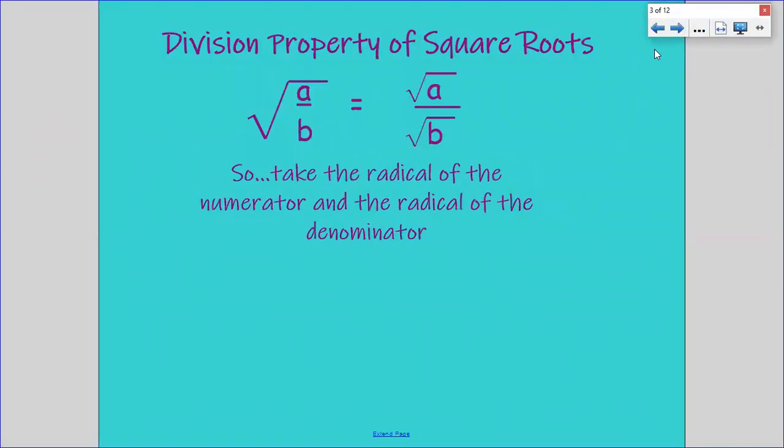So here is the overall property that we're dealing with today. Division property of square roots. If the square root of a over b is what we're looking at, that will be the same thing as the square root of a over the square root of b, which then allows us to start computing with it. So you take the radical of the numerator and the radical of the denominator.